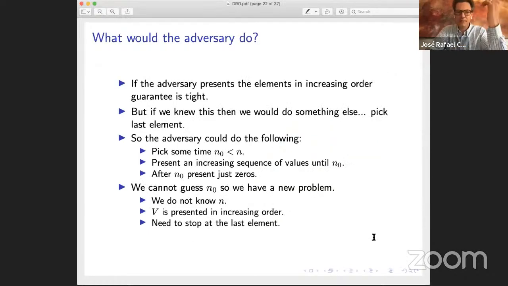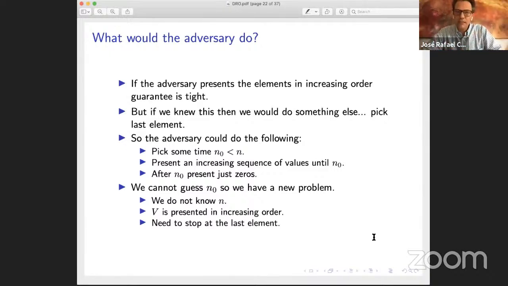Now, if you have this algorithm, now what if you have this algorithm? Now what the adversary needs to do is to present. So, okay, here's my point. Proving that this algorithm has this guarantee is very easy. Proving that this is the best possible algorithm is much harder. So how do we prove that?